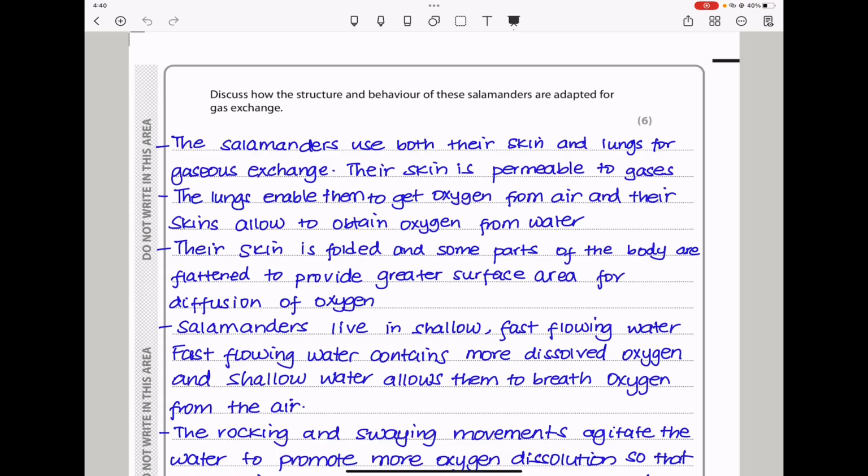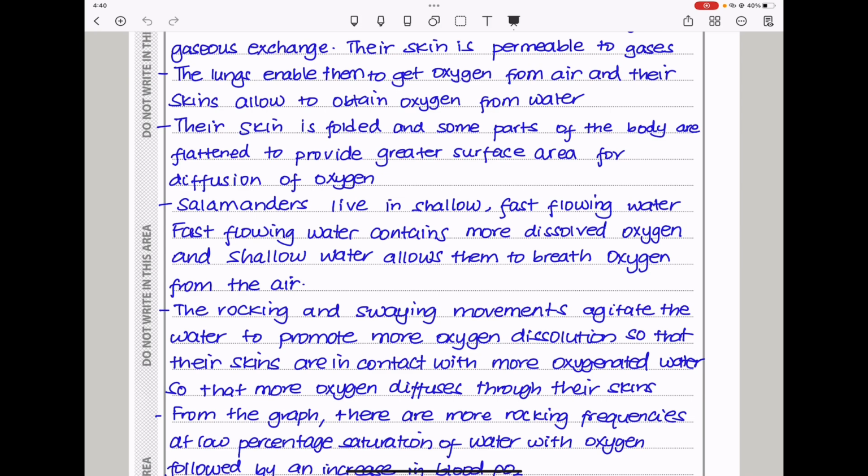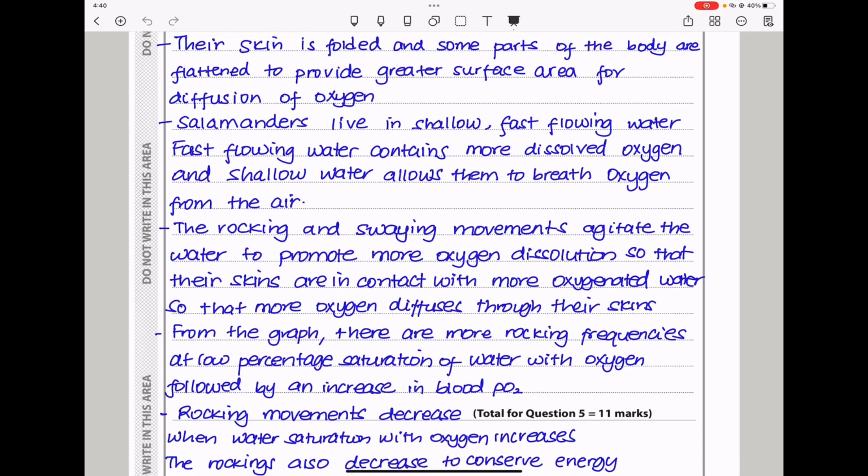Salamanders live in shallow, fast-flowing water. Fast-flowing water contains more dissolved oxygen, and shallow water allows them to breathe oxygen from the air, meaning using their lungs. The rocking and swaying movements agitate the water to promote more oxygen dissolution so that their skins are in contact with more oxygenated water so that more oxygen diffuses through their skins.